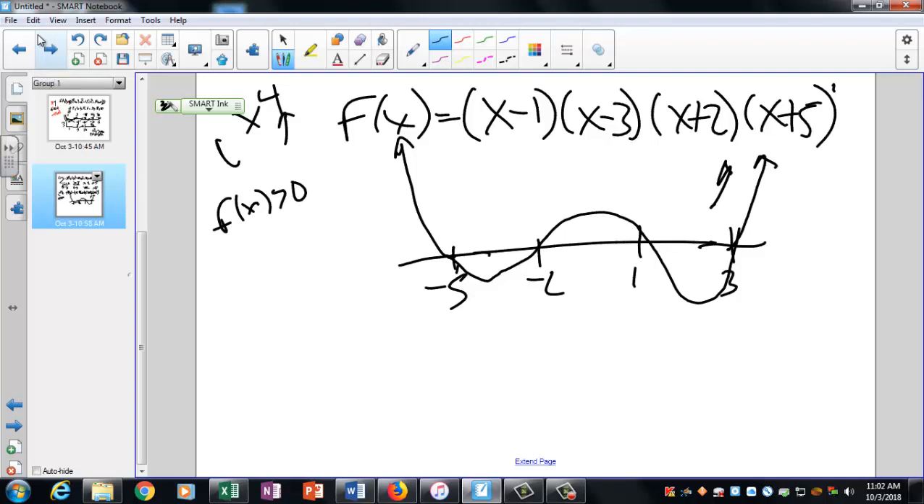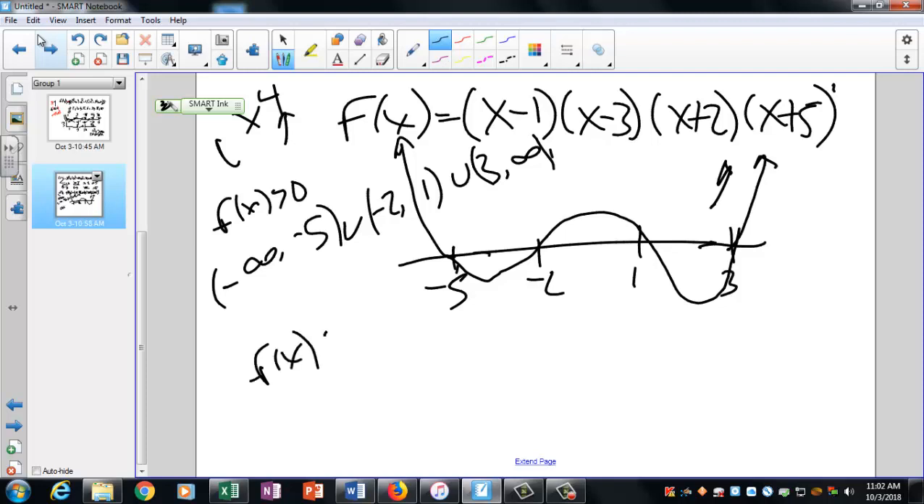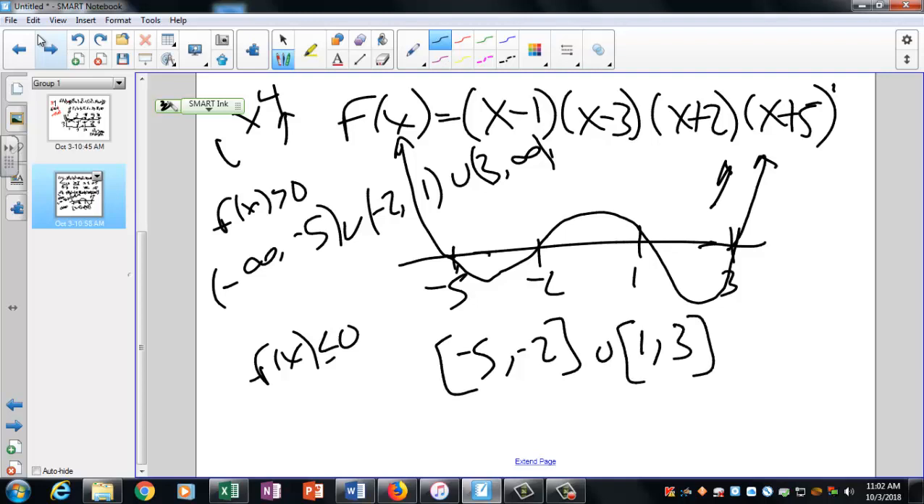Okay. When's it greater than 0? Negative infinity to negative 5, union negative 2 to 1, union 3 to infinity. Okay. When is f of x less than or equal to 0? Negative 5 to negative 2, union 1 to 3. Does that make sense? We good?